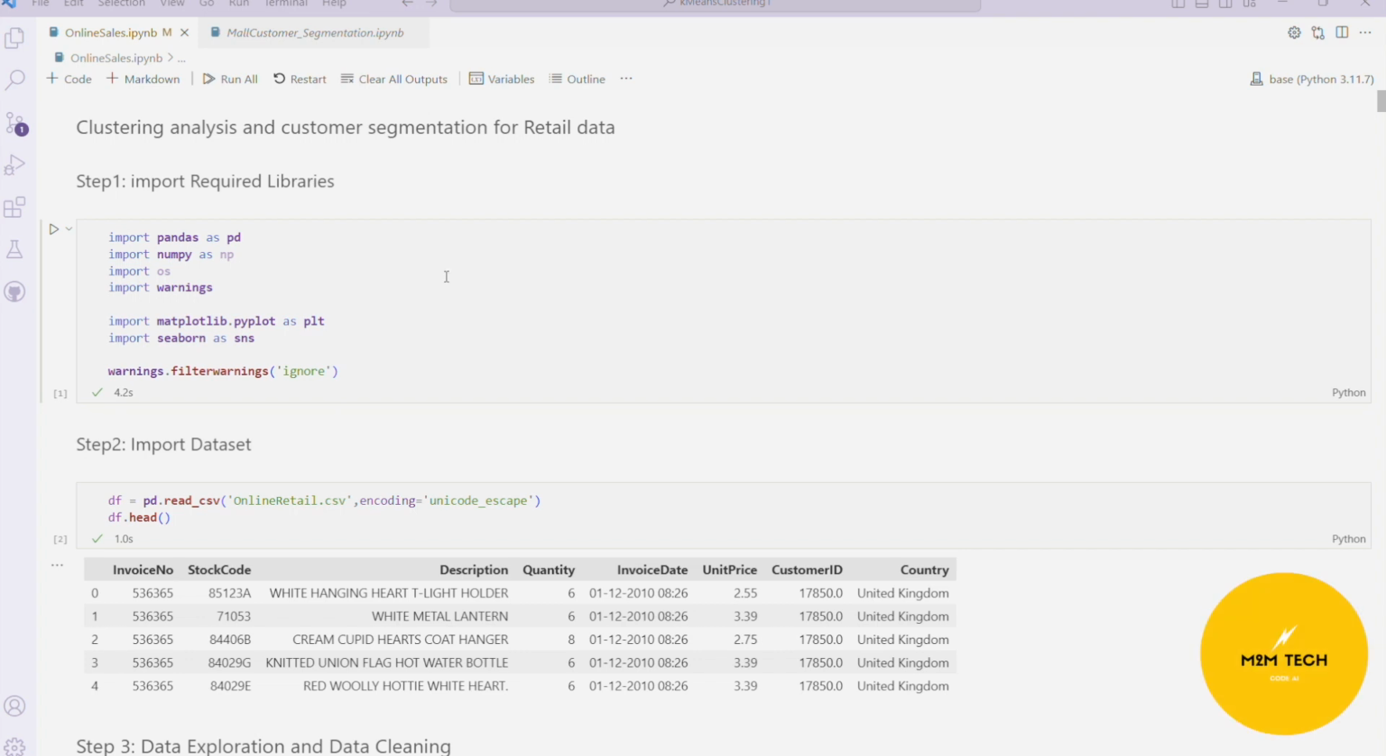Hi everyone, so this is my second capstone project for M2M Tech Core 2. I decided to do a clustering analysis of a retail customer dataset.